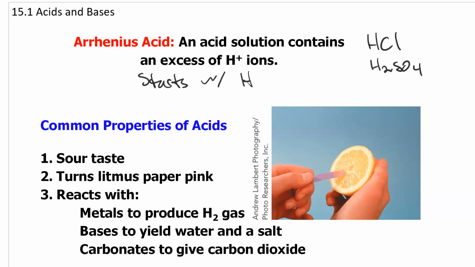So the properties that acids have: a sour taste, although you probably shouldn't put stuff that you find in the lab in your mouth ever. You can also see the acid from this lemon over here is turning this blue litmus paper to pink. Acids have characteristic reactions where they will react with a metal and make hydrogen gas and a metal cation, and then they react with bases to yield water and a salt. They react with carbonates to give carbon dioxide.